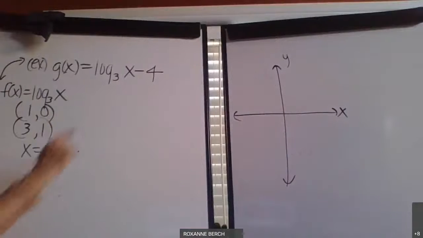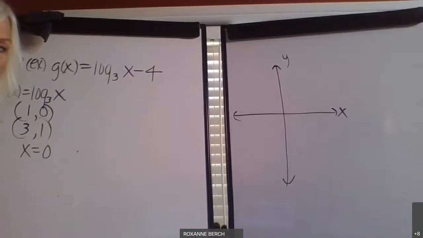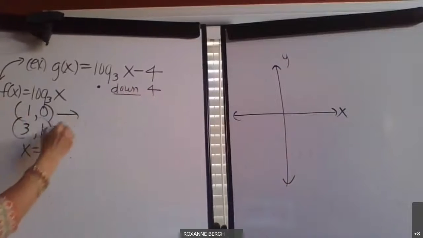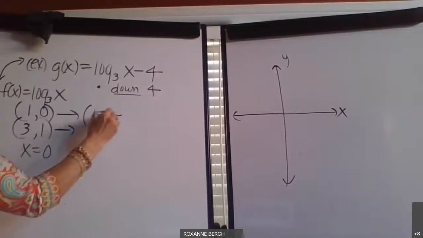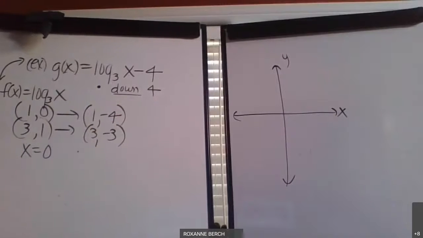All right. What does this mean, guys? Is that H or K? Is it in parentheses or not? It's K. So what's it mean? Down 4. Right. So you come here and you go, down 4 means the y-values go down 4.